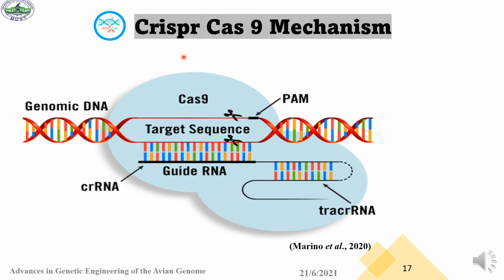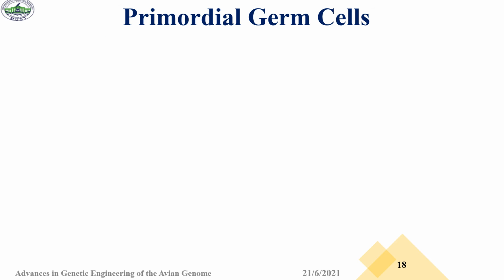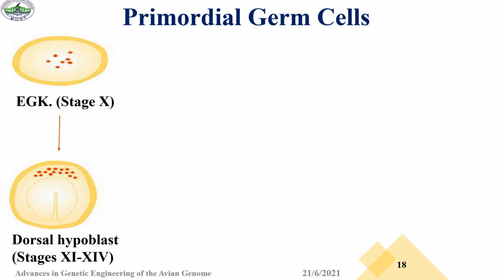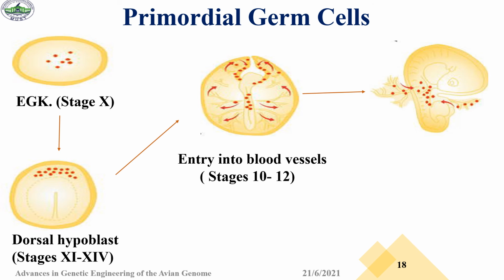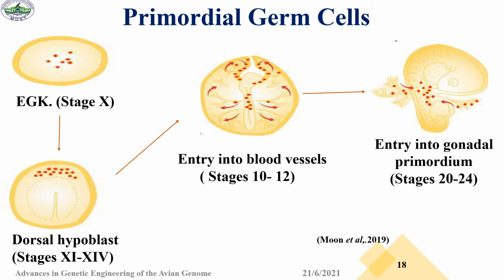The third programmable system is CRISPR-Cas9. The system is made up of two components, including CRISPR loci and Cas9 endonuclease, which cleaves at the target site. Then the DNA will ligate to each other or a homologous gene is inserted into the genome. All these techniques are effective in primordial germ cells at stage X, which then migrate to the dorsal hypoblast. Then the gene transfer enters the blood vessel, then enters the gonadal primordium at these stages.